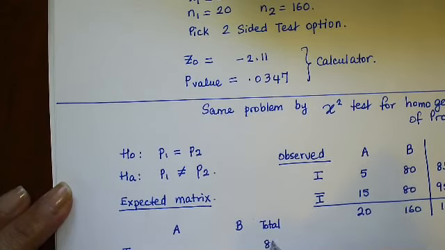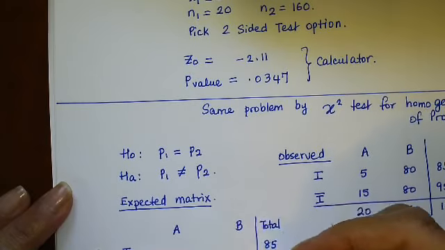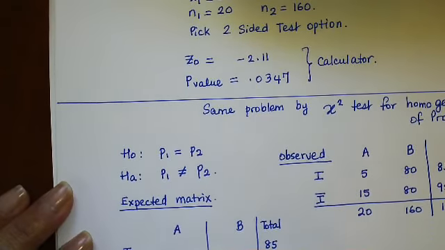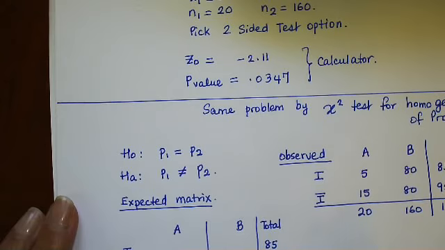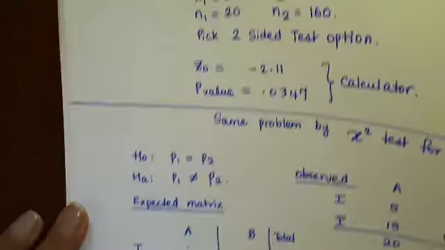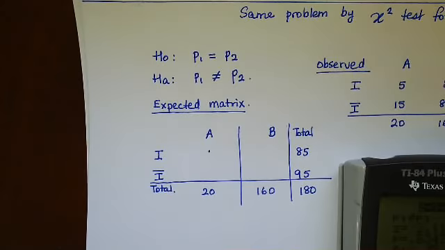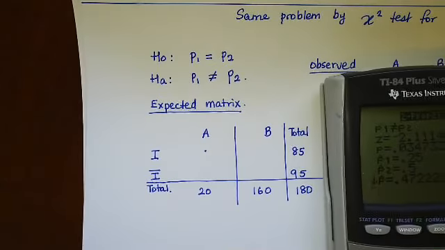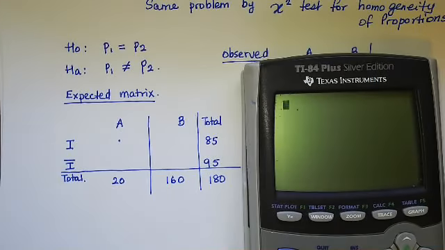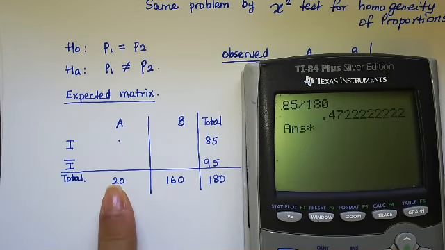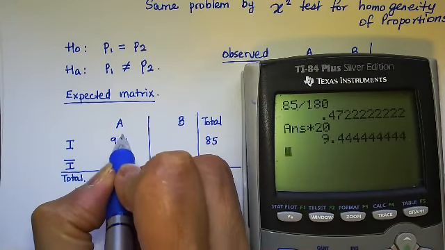So of course the totals would stay the same. 85 and 95 and 180. And these totals here, the column totals, would be the same also. So I'm working on this cell right now. Let's take the row total, which is 85, divided by the grand total, 180, times the column total, 20. 9.4 repeating.